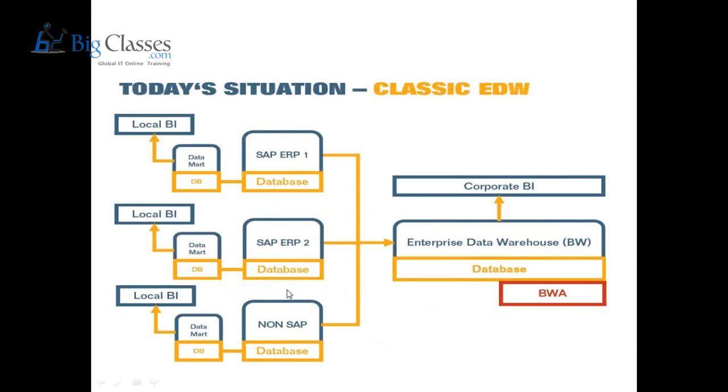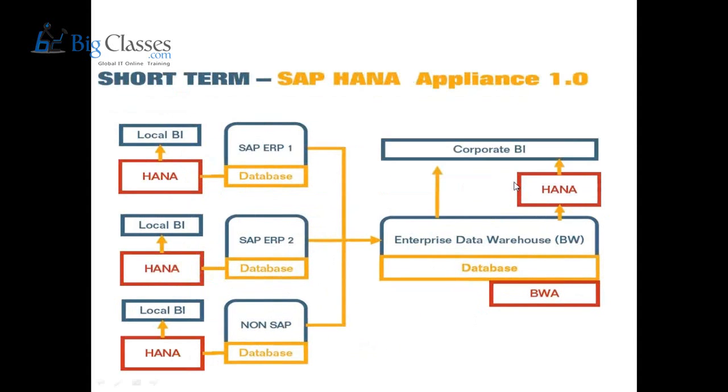Every SAP system is supported by a separate database, and your SAP BW and OLTP system again has a separate database. To power this, we have something called BW Accelerators, which pull some live data from these applications and keep it there for your corporate BI. So this is the short-term plan.